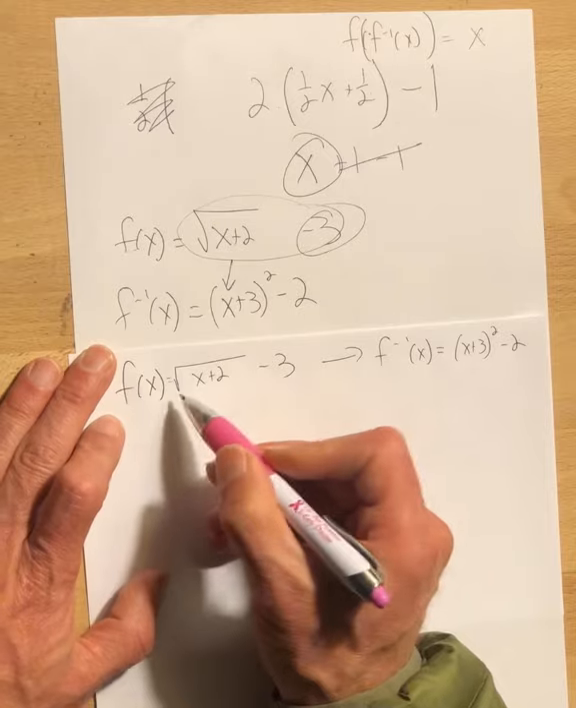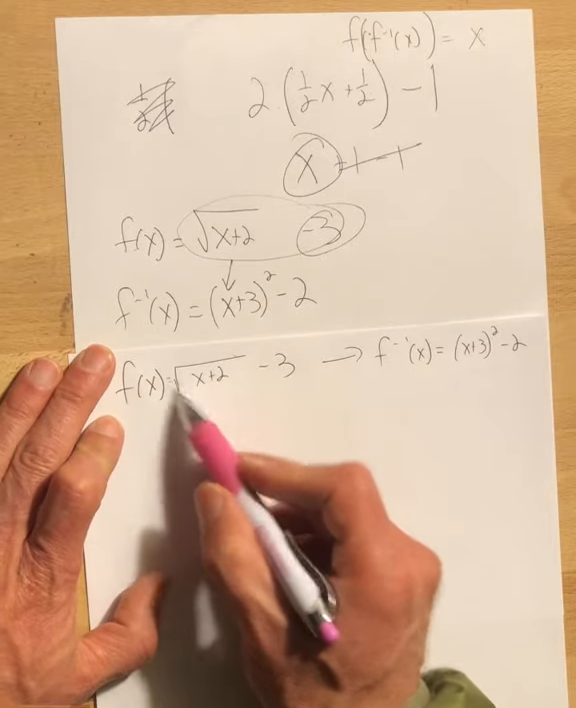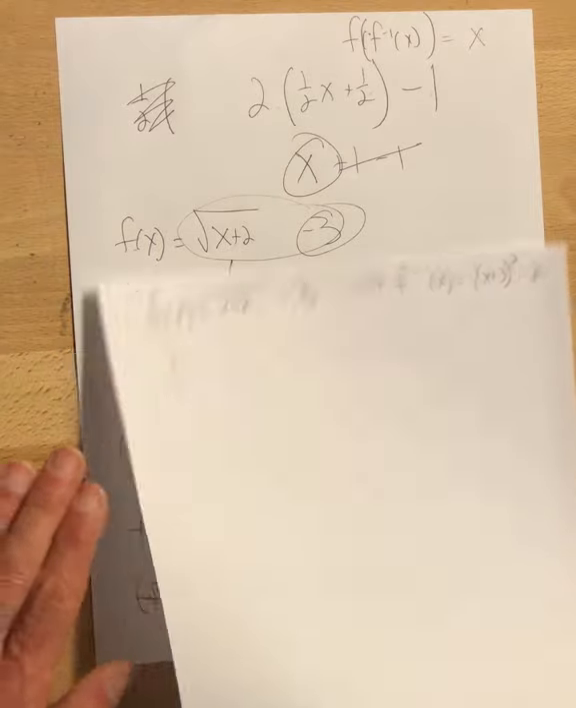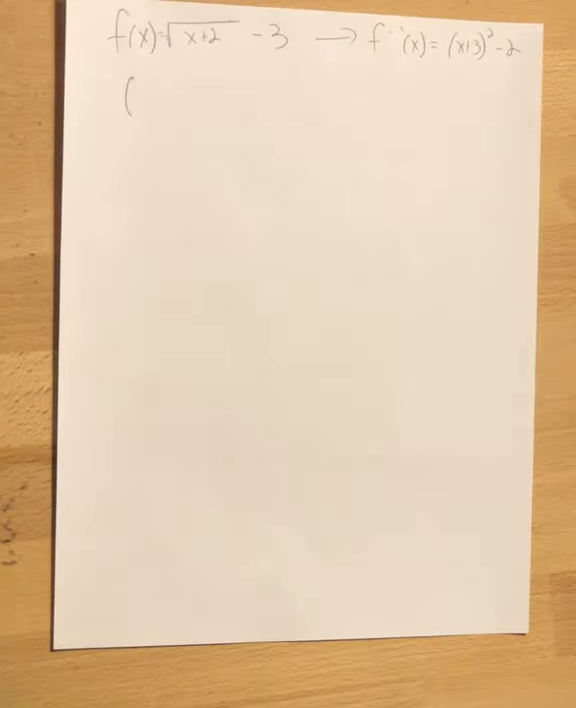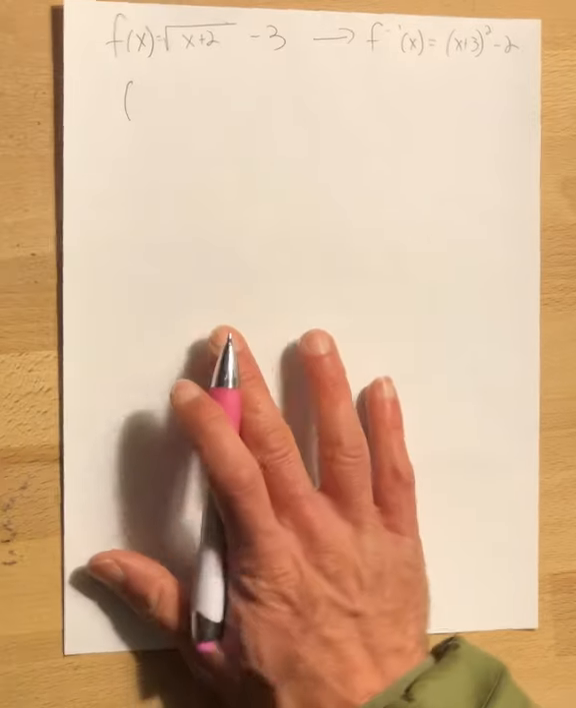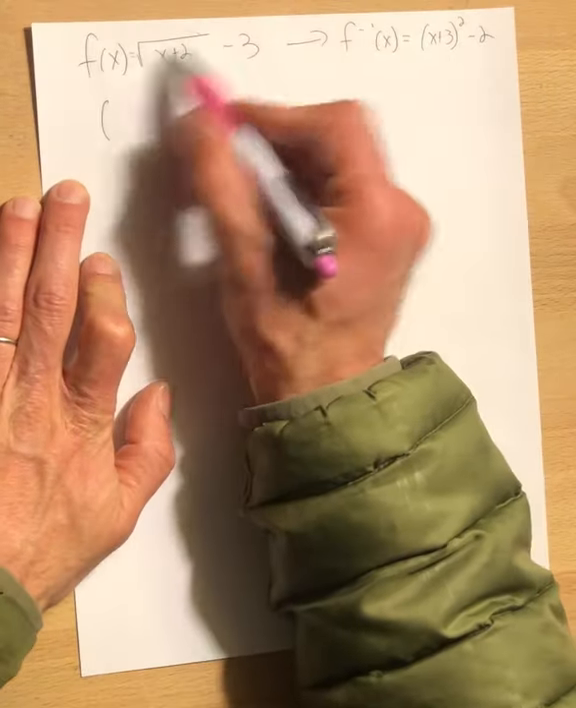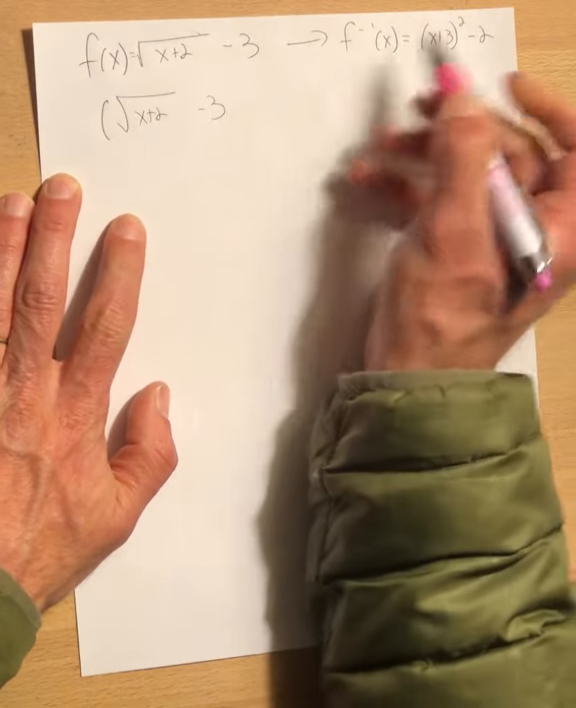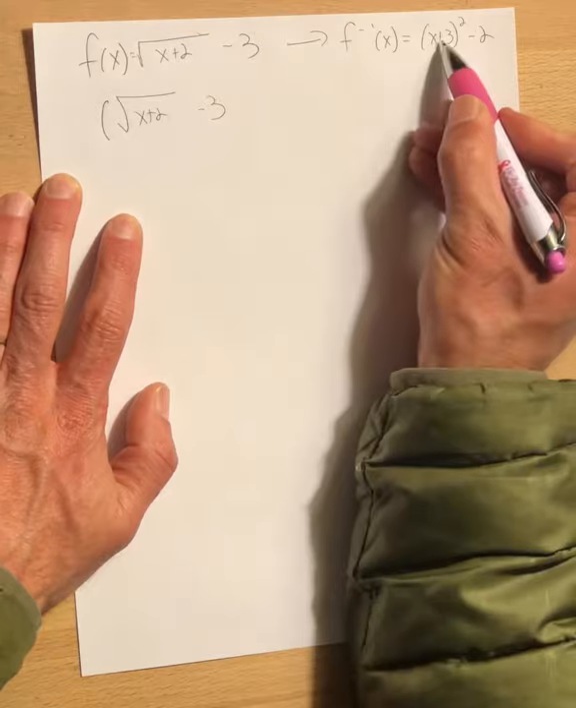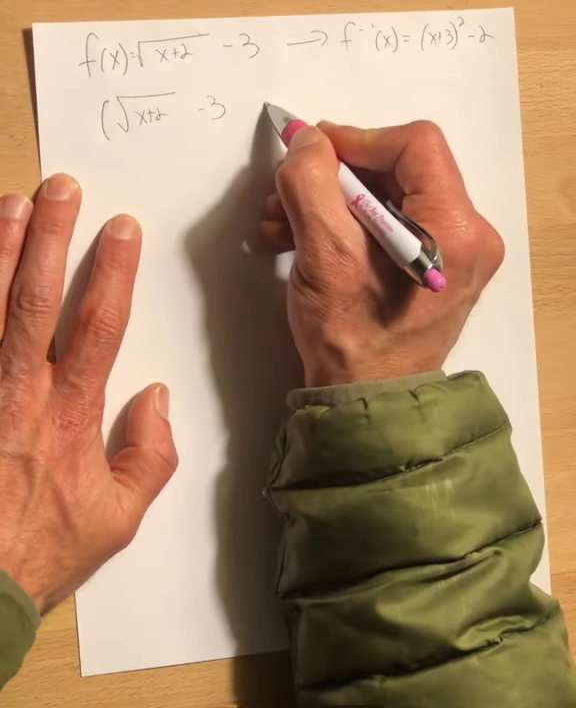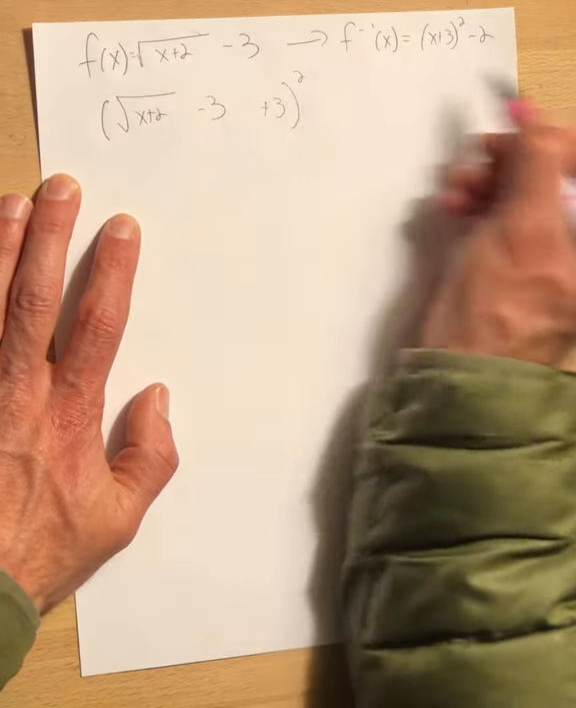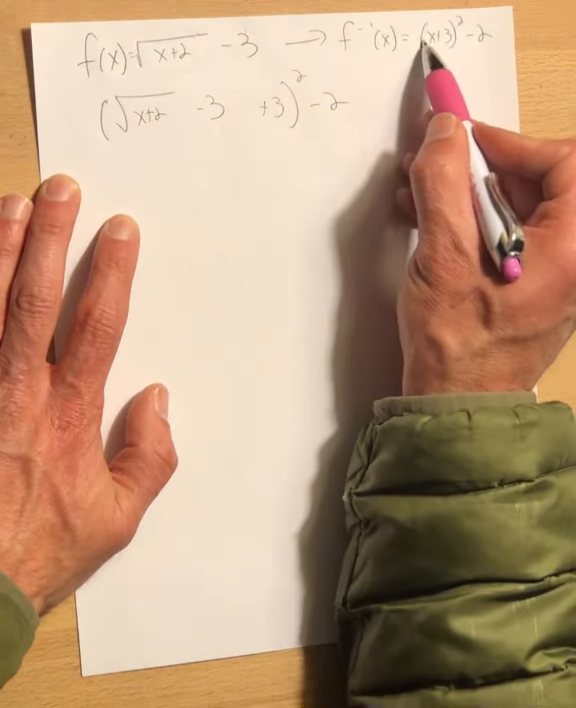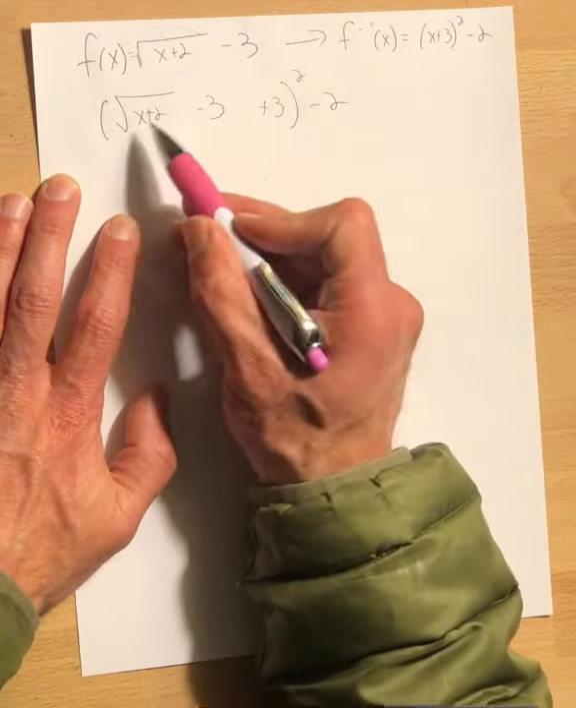Okay, now what I'm going to do is take this whole thing, root x plus 2 minus 3, and plug it into here. Boop! And then I have plus 3 squared minus 2. I took this whole thing, I'm plugging it into this x. I'm going to do the math now to get an answer.